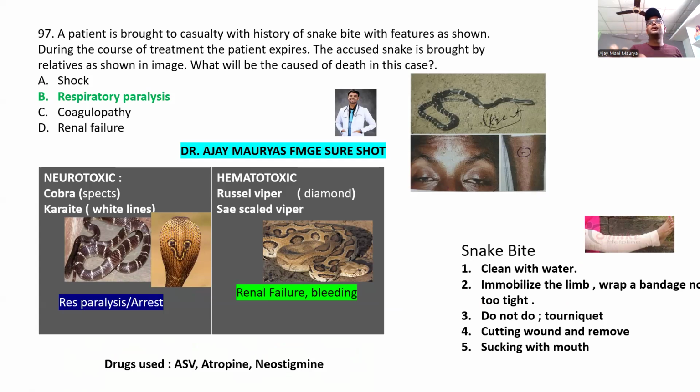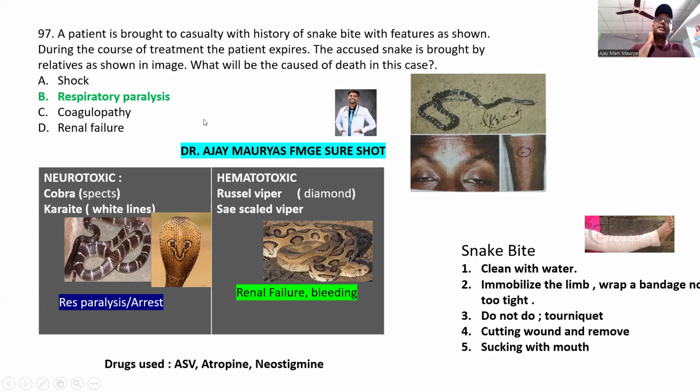Then, guys, a patient is brought to the casualty with a history of snake bite and features. Guys, you have to see here, the snake: this is the correct one. This is a white band, and you have to see the prong or fang marks of the snake, and it is going to be neurotoxic. This is the case of the cobra. Cobra has the spectacles. White lines.